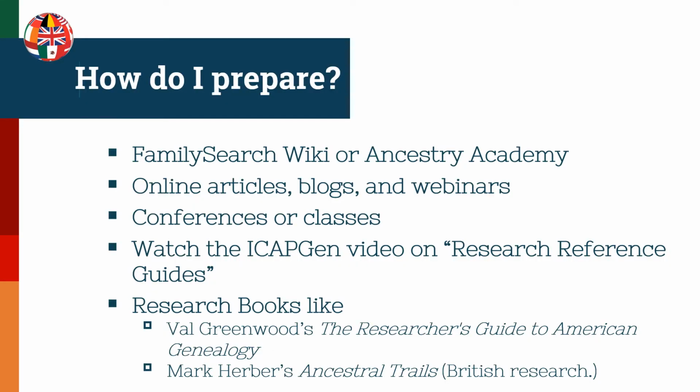So how do you prepare for this section of the test and gather all this information? You can start with the FamilySearch Wiki or Ancestry Academy, but there are also other online articles, blogs, and webinars. You can also attend conferences and classes on genealogy, or watch the ICAPGen video on creating a research reference guide, which goes in depth in each of the categories we've discussed today. Also, there are research books like Val Greenwood's The Researcher's Guide to American Genealogy, or Mark Herber's Ancestral Trails, which is a comprehensive book on British research.